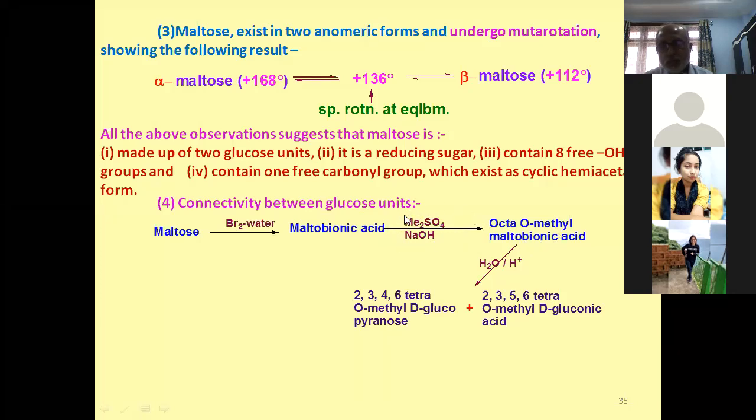So what is the role of dimethyl sulfate here? What is it going to do? Tell me. What is the role of dimethyl sulfate?